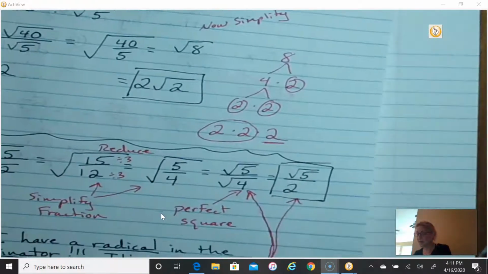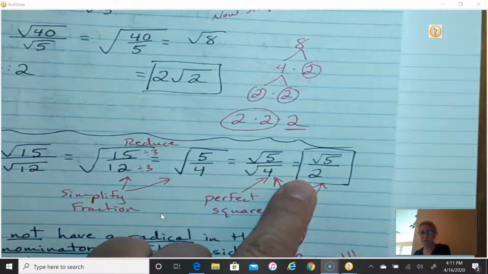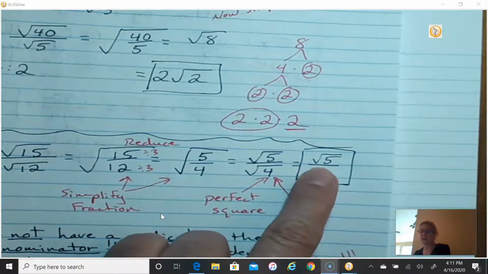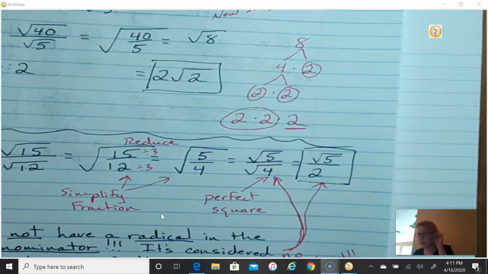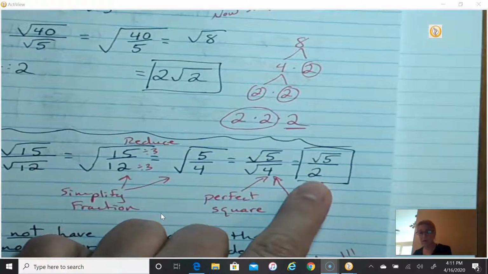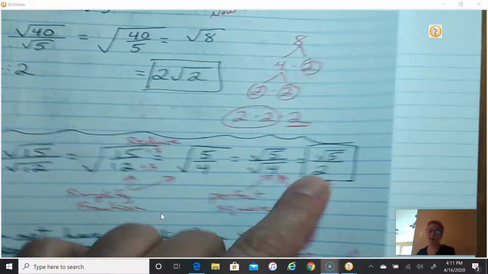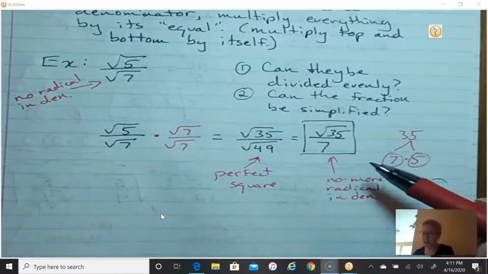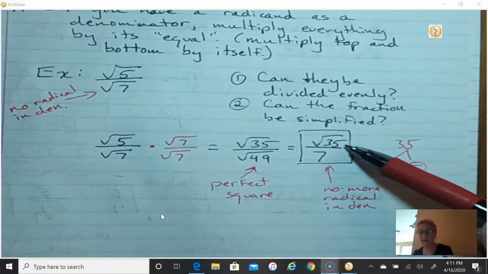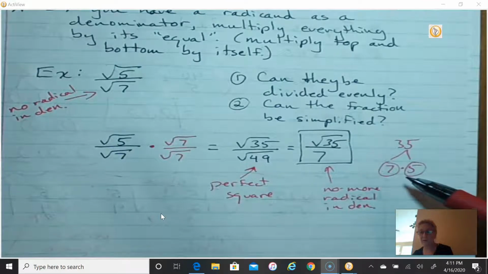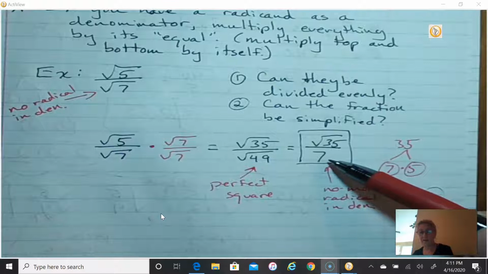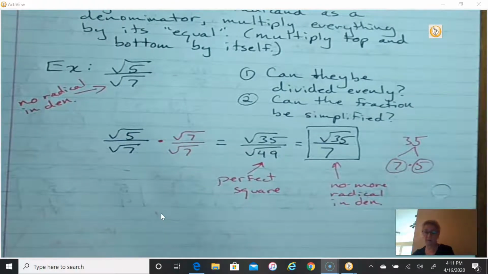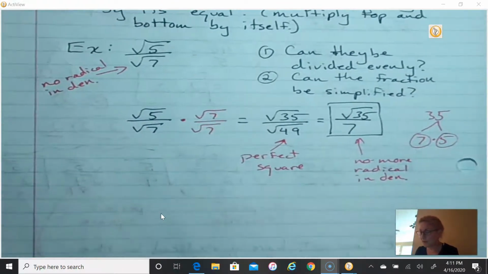Okay, so this is your answer. It's just like right here. But you have to make sure that the top number is simplified as far as it can go. Of course, this is a prime number, so you can just leave it like that. There's no radical sign on the denominator, so it's good to go. Same with this. You cannot simplify this any further, so you leave it alone. There's no radical sign in the denominator, and that's your answer. Let's do another one.